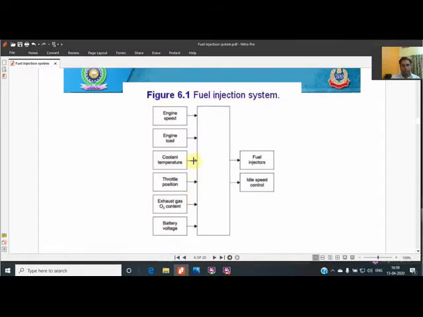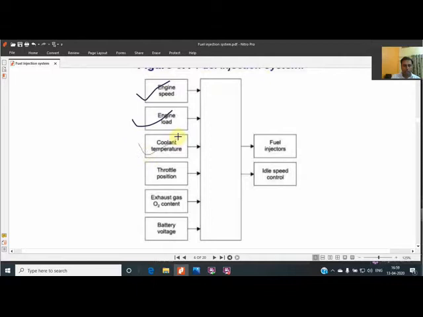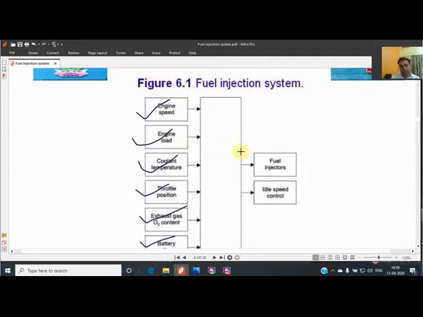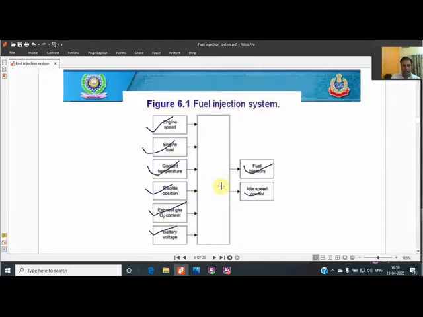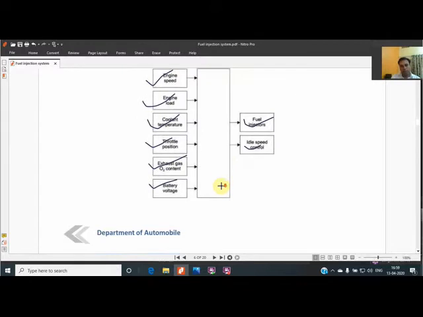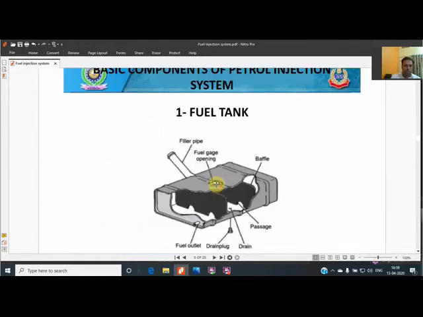In this way, we can see that for the fuel injection system, the inputs are engine speed, engine load, coolant temperature, throttle body position, the lambda sensor measurements, and battery voltage. And from this, the ECU takes decisions for the fuel injector as well as idle speed control, means at idle condition what speed is to be controlled, means what throttle is to be given. And the major components of the fuel system we will cover, starting with the first system.